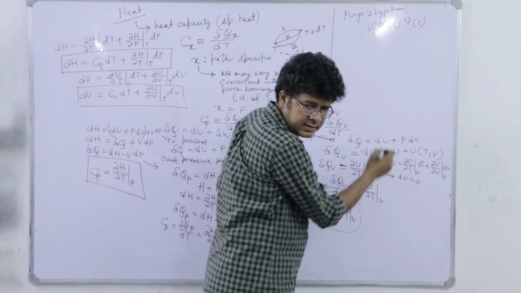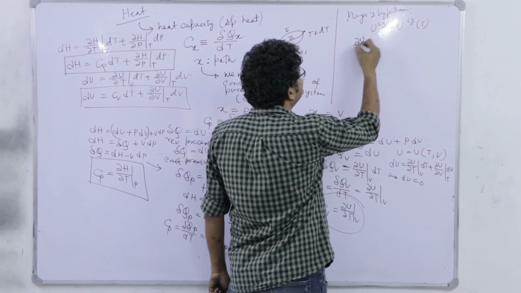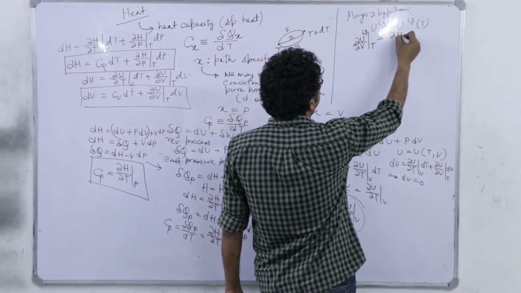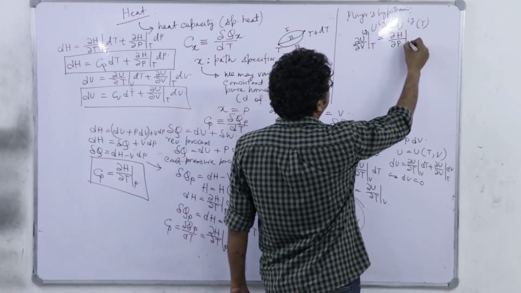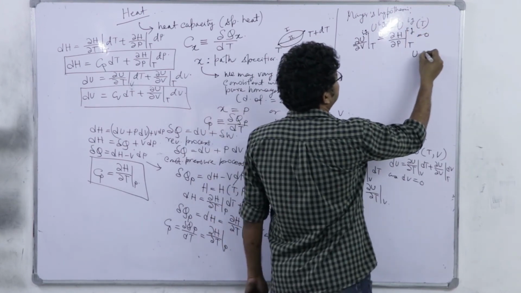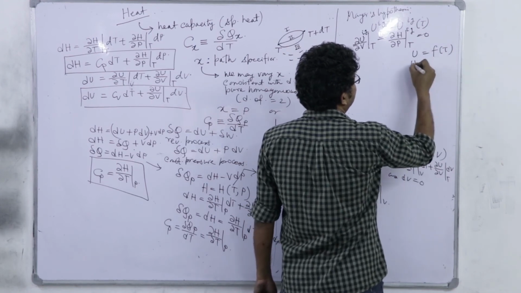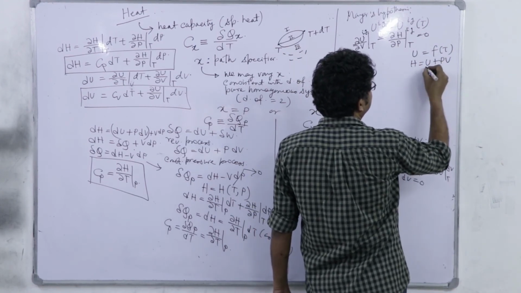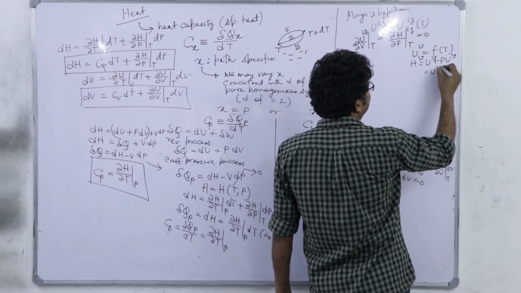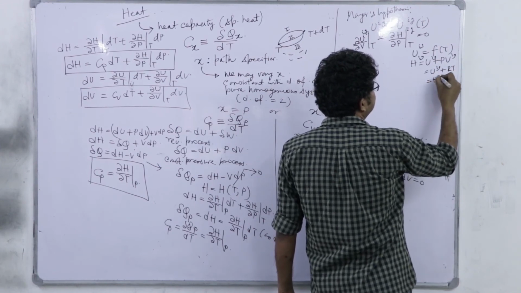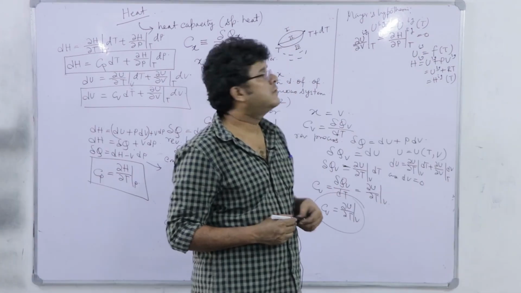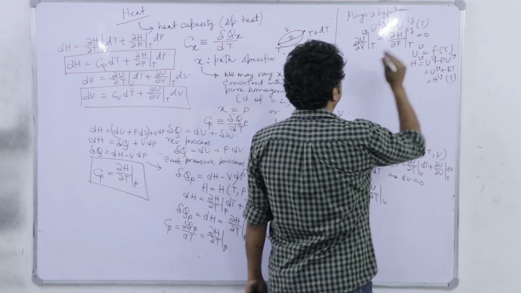So this del U del V at constant T for an ideal gas, and del H del P at constant T for an ideal gas, must be equal to 0, right. As U is a function of T, H, which is U plus PV for an ideal gas, and PV for an ideal gas is equal to RT, so this is also a function of T. So del H del P at constant T is also equal to 0.